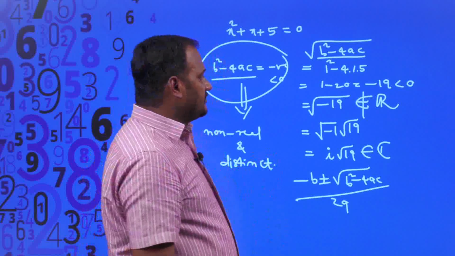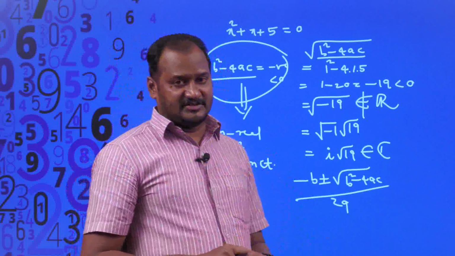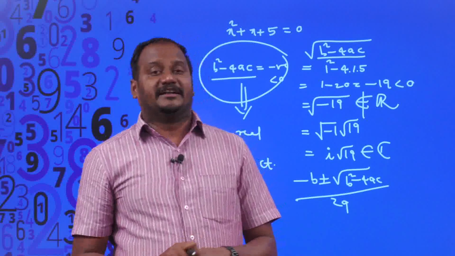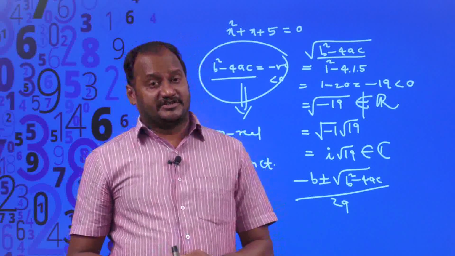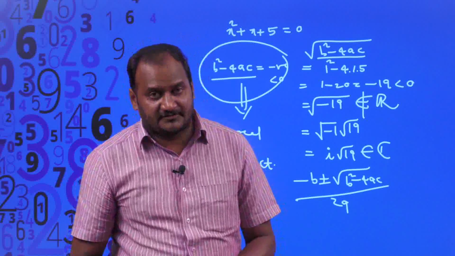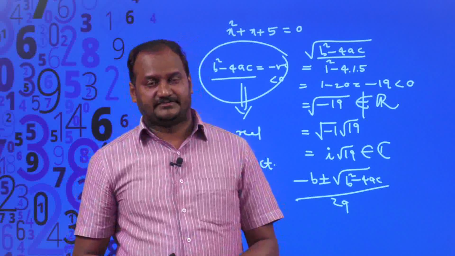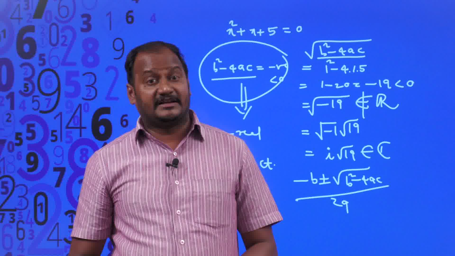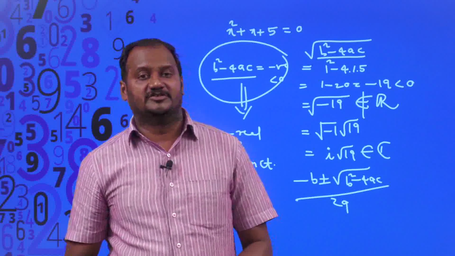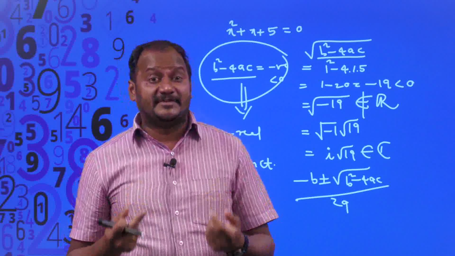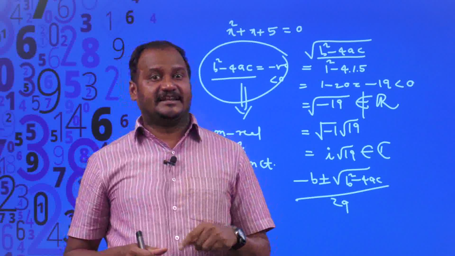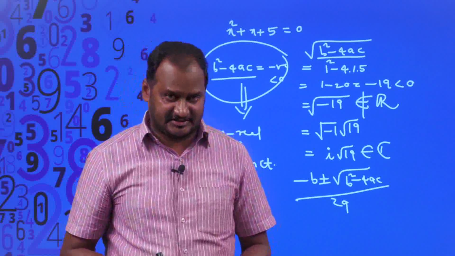Okay. So now I am going to conclude about the nature of the roots of quadratic equation. Please listen to me carefully. The nature of the roots of quadratic equation depends on the value of b square minus 4ac. That is why b square minus 4ac for ax square plus bx plus c equal to 0 is said to be the discriminant of the quadratic equation. So the discriminant decides the nature of the roots of the given quadratic equation.